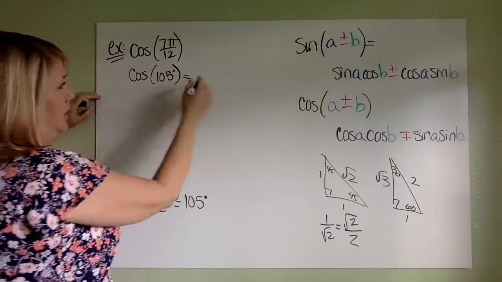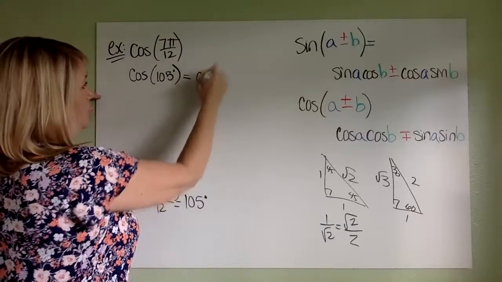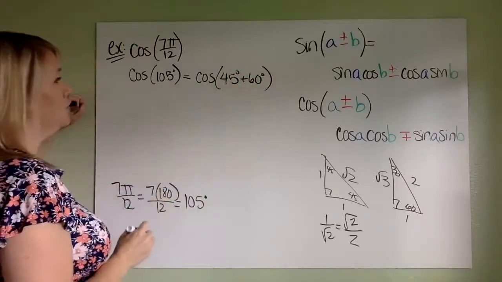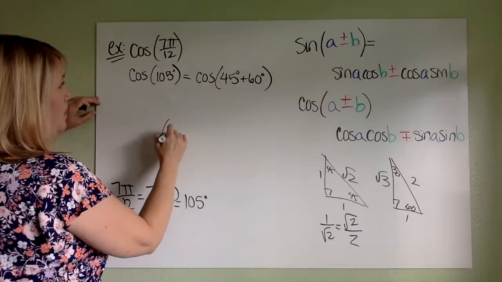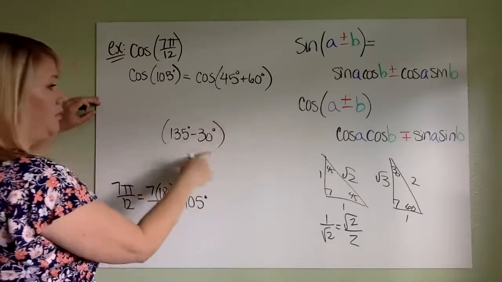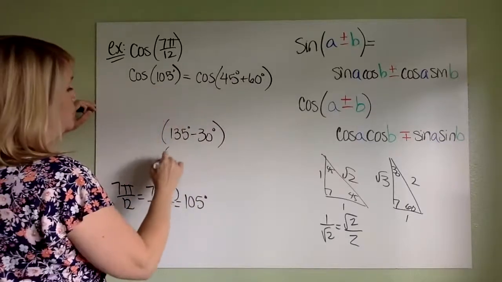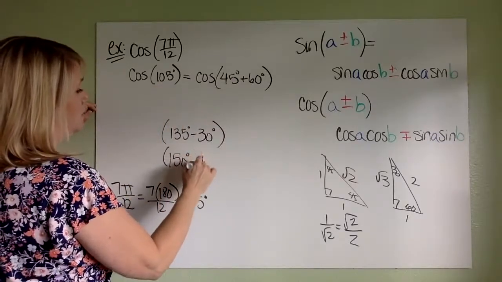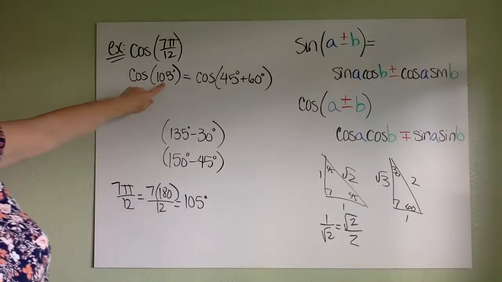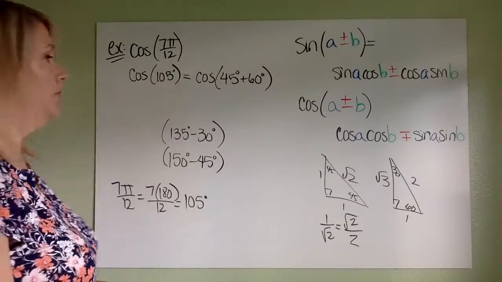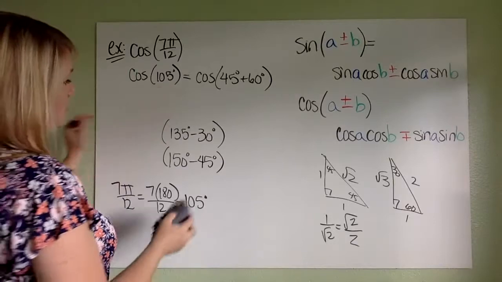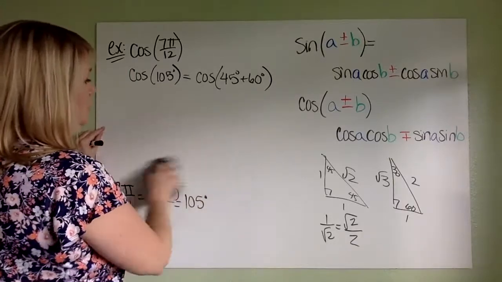And then I can break the 105 into 45 plus 60. You could also do 135 minus 30. That would get you 105. You could do 150 minus 45. So there's lots of ways to come up with this 105 if you're adding and subtracting two angles from each other. So you basically just pick one combination that makes 105, and it doesn't matter which combination you use.